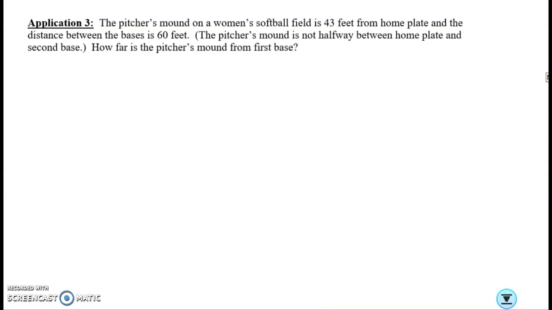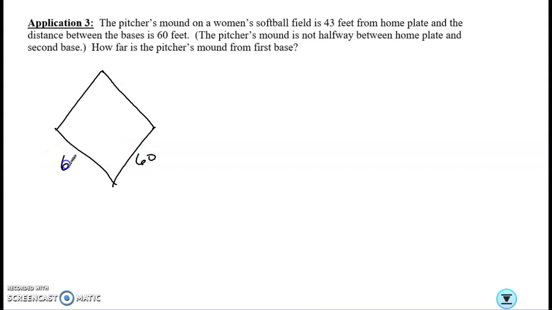Number 3, the pitcher's mound on a women's softball field is 43 feet away from home plate, and the distance between the bases is 60 feet. The pitcher's mound, by the way, is not halfway between home plate and second base. How far is the pitcher's mound from first base? Okay, so we're talking about a softball field, smaller than a baseball field.